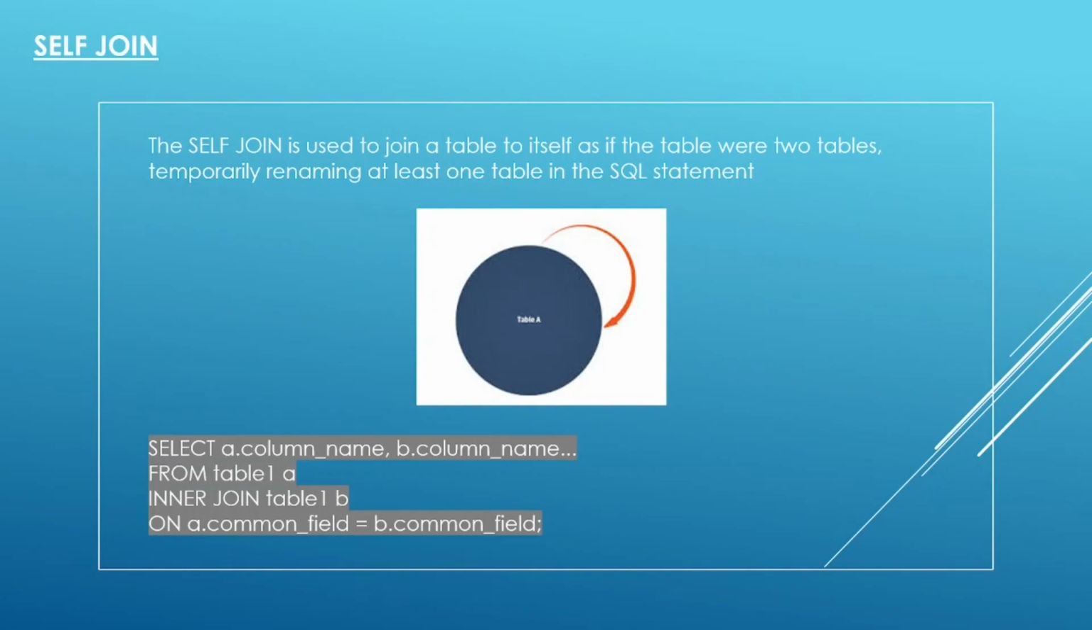Let's say you want to find out something from the same table. The most commonly used example is employees. So you want to know which employee reports to which manager. You can use the self-join to join the table to itself and use the common fields to give the output.